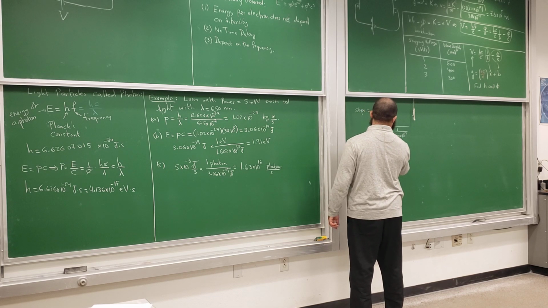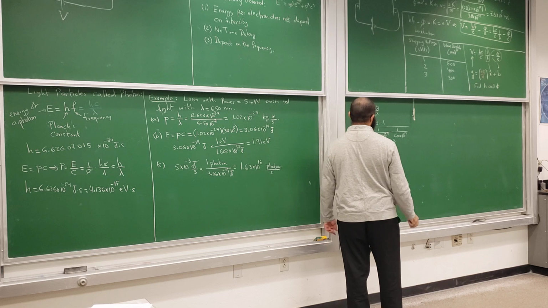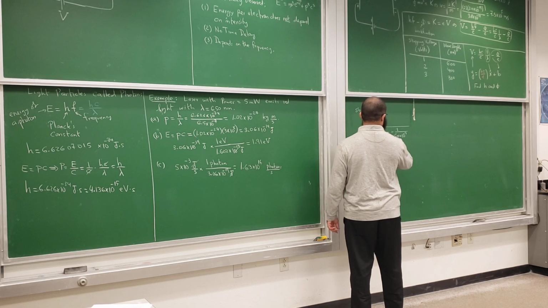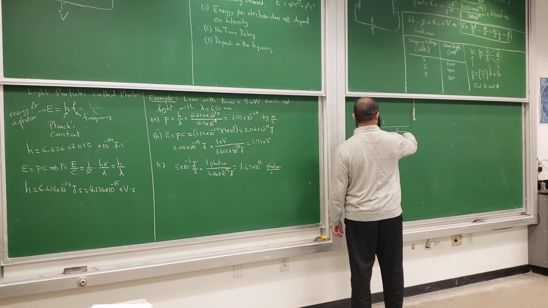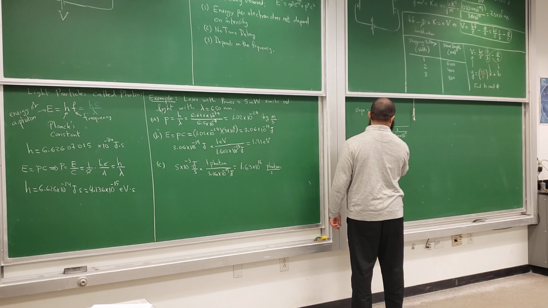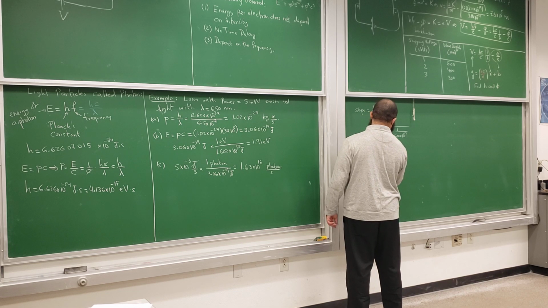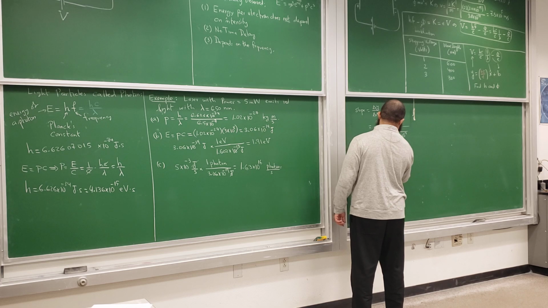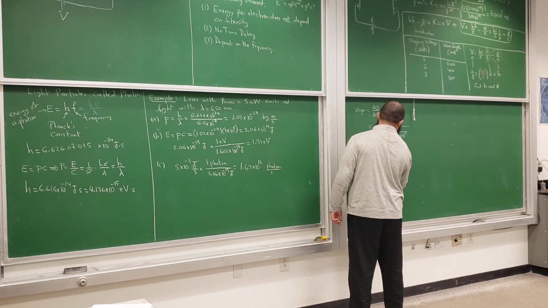Let's see if we can do this. We get 2. The 1 over 10 to the minus 9 goes upstairs, it becomes 10 to the 9. Over 1 over 300 minus 1 over 600. You can write this as 2 over 600 minus 1 over 600, which is just 1 over 600. Let's flip this, it becomes 1200 times 10 to the 9, or 1.2 times 10 to the 12.